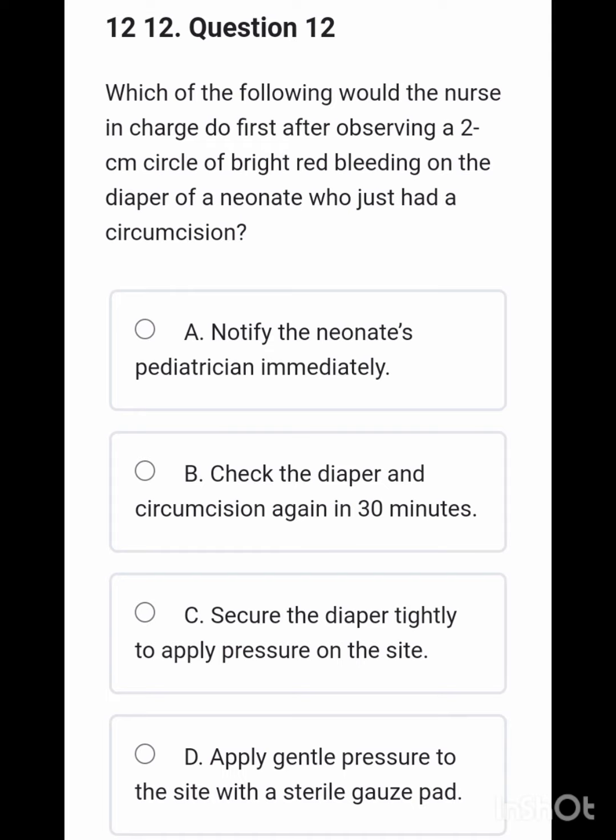12th question: which of the following will the nurse in charge do first after observing a 2 centimeter circle of bright red bleeding on the diaper of a neonate who just had a circumcision? Notify the neonate's pediatrician immediately. Check the diaper after circumcision again in 30 minutes. Secure the diaper tightly to apply pressure on the site. Apply gentle pressure to the site with a sterile gauze pad.